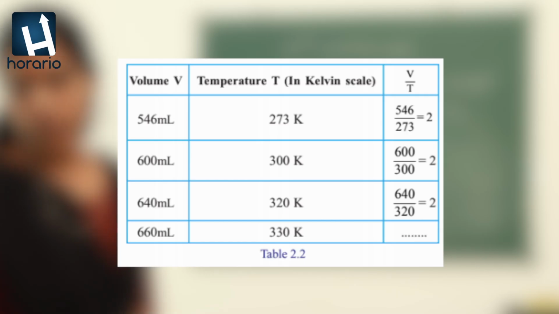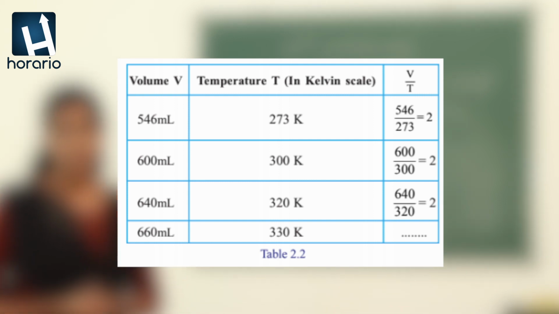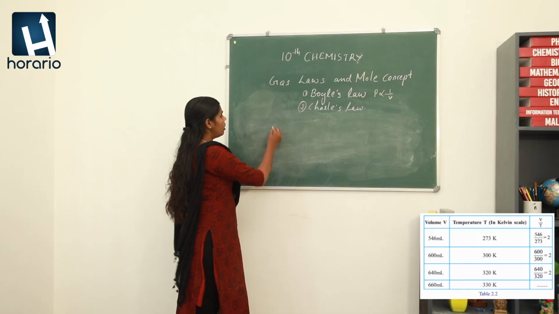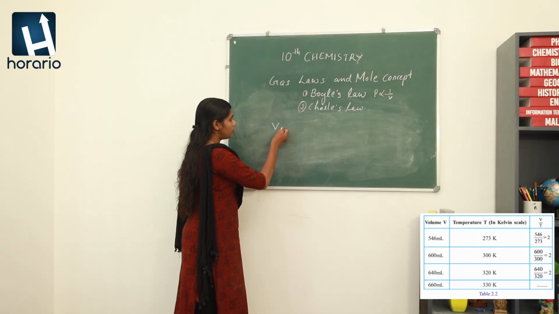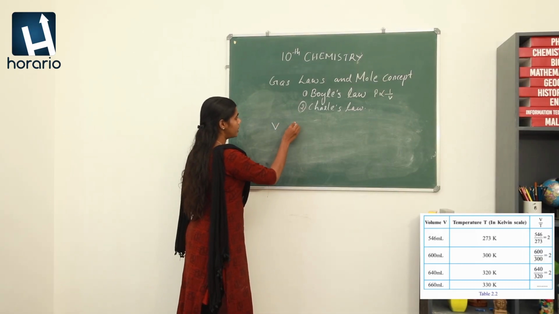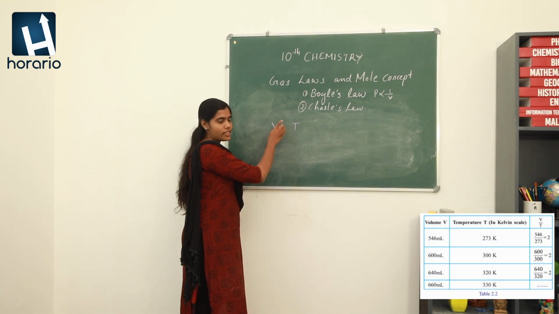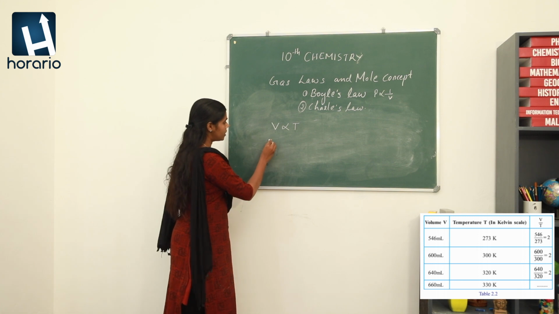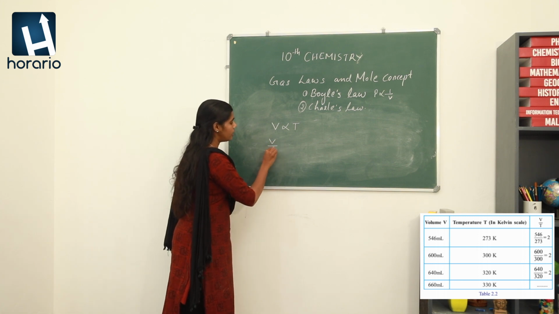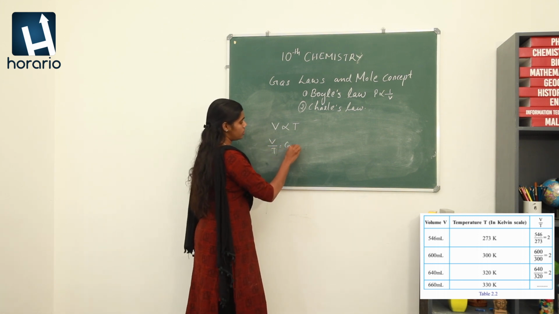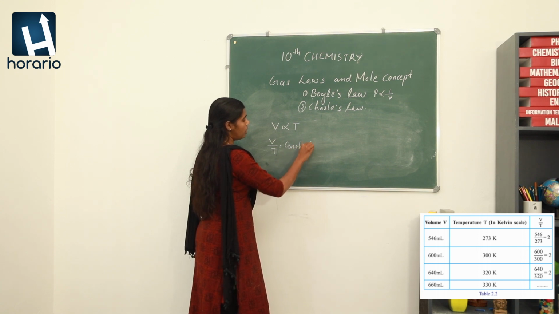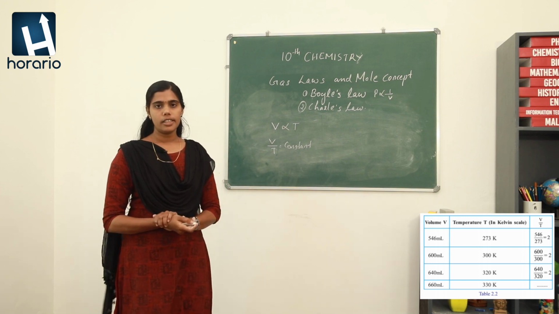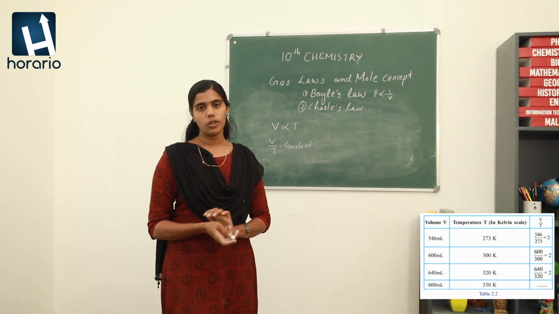In your textbook, you can see a table on page 36. We can discuss that table here. Volume can be written by the letter V and temperature by T. That is, volume is directly proportional to temperature. We can say V by T is a constant. To prove this, we can discuss one problem. It is on page number 36 in your textbook.